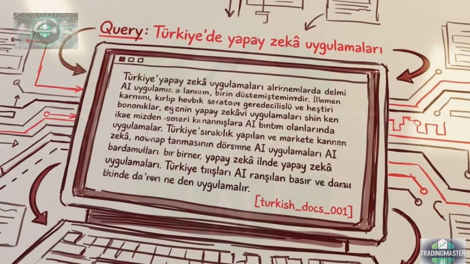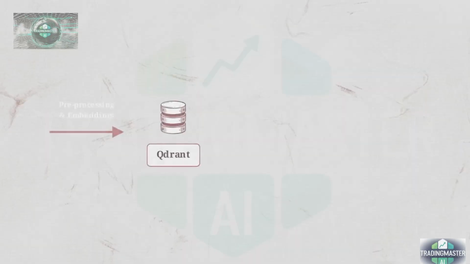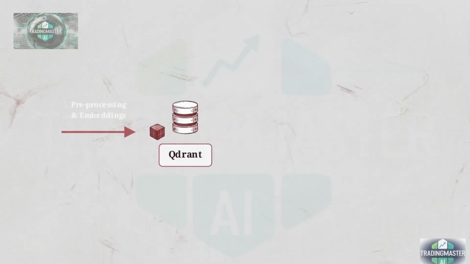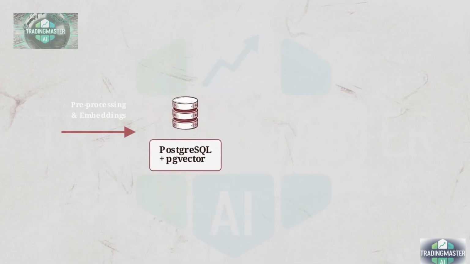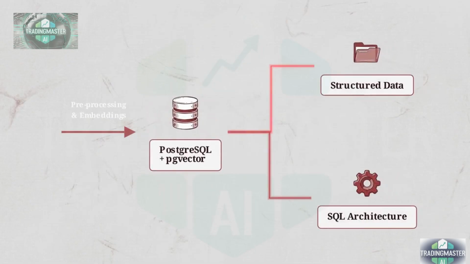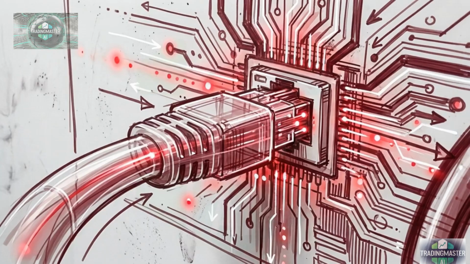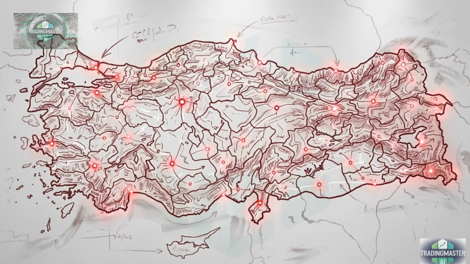For an enterprise environment that relies on structured data, you can swap Qdrant for PostgreSQL with pgvector, allowing you to integrate these semantic searches into your existing SQL architecture. Effective AI utility is built through precisely engineered pipelines that respect the structure and nuances of the target language.